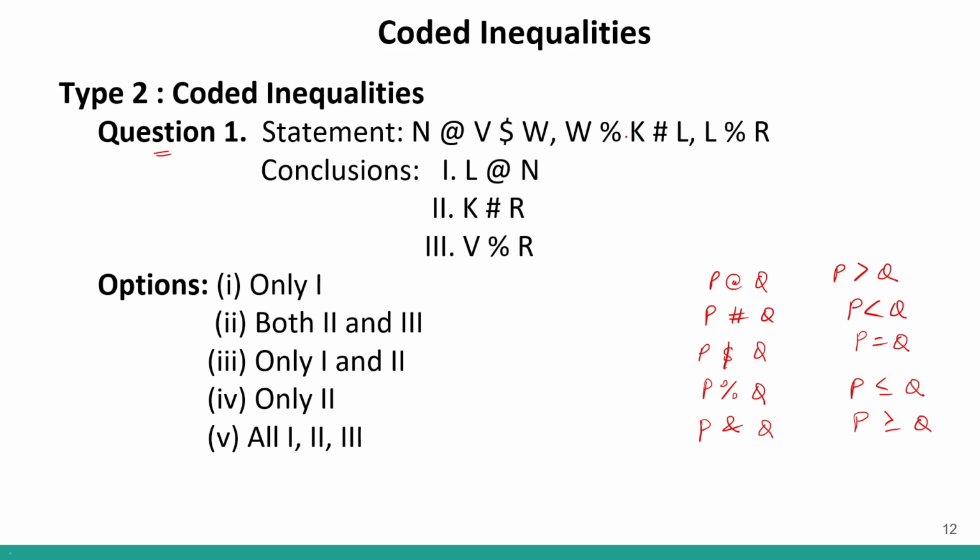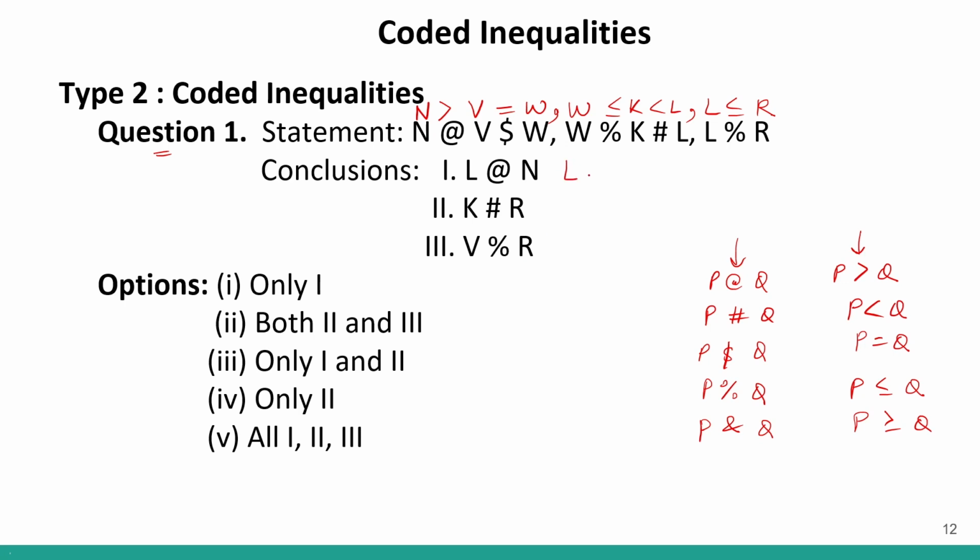Now, this statement is given to us. First, we will convert this statement into direct inequalities. So if I convert this, I will get n, these are the signs, they will be decoded like this, so this will be greater than v, correct? v will be equal to w. Now, w will be less than or equal to k, and k will be less than l, correct? And l will be less than or equal to r. So if I turn these codes into these signs, I will get this. This will be my statement. Correct? Now we will do the same thing for the conclusions.